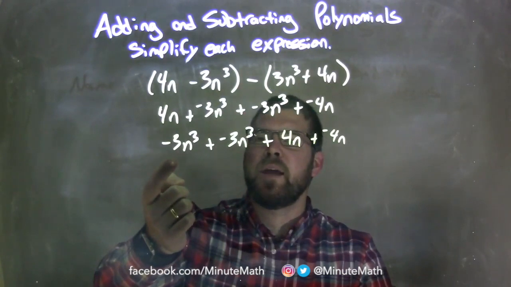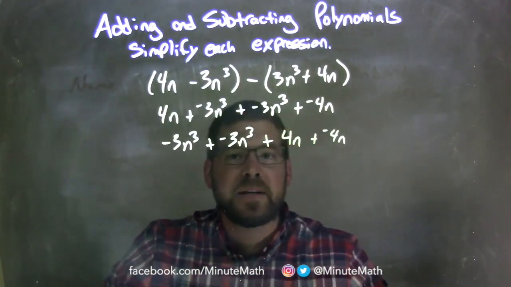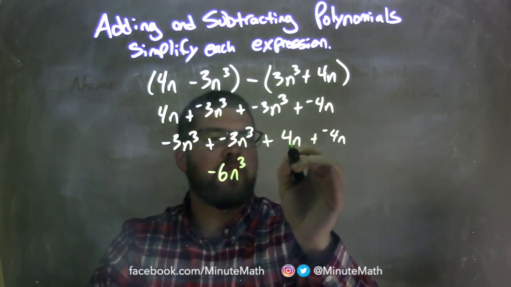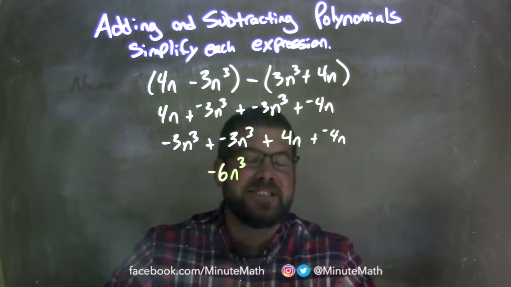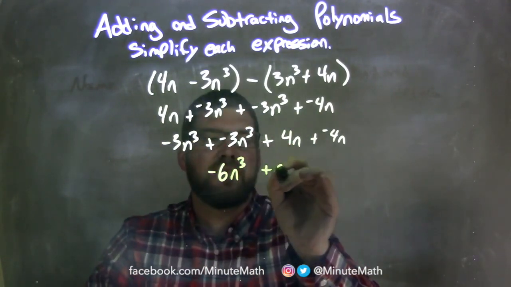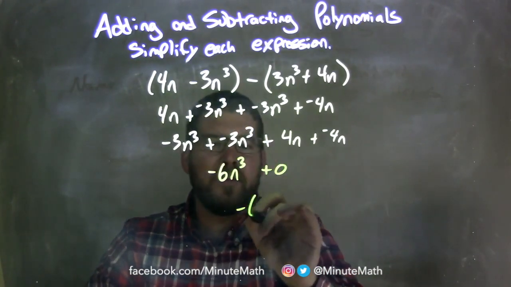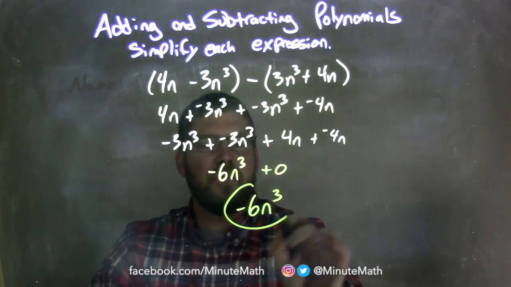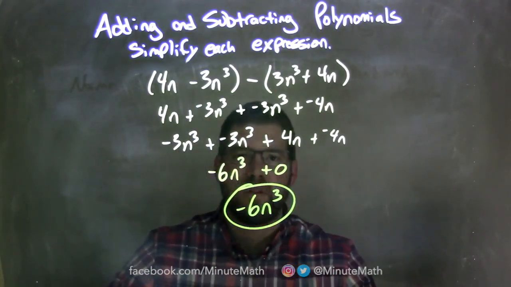Well, negative 3n to the third plus a negative 3n to the third is a negative 6n to the third. And 4n plus a negative 4n is just 0, right? Don't need to write the plus 0, so we have negative 6n to the third, and there we have it. We have our final answer, negative 6n to the third.